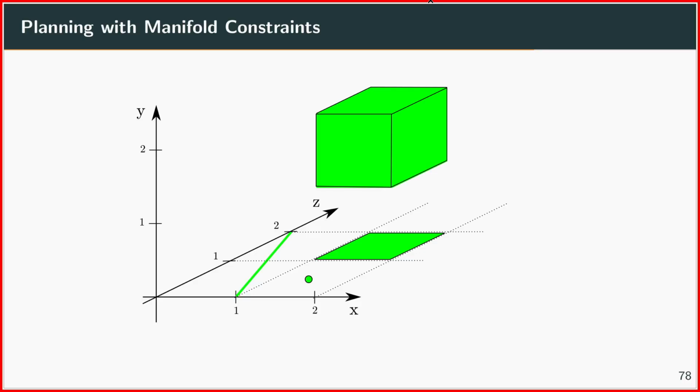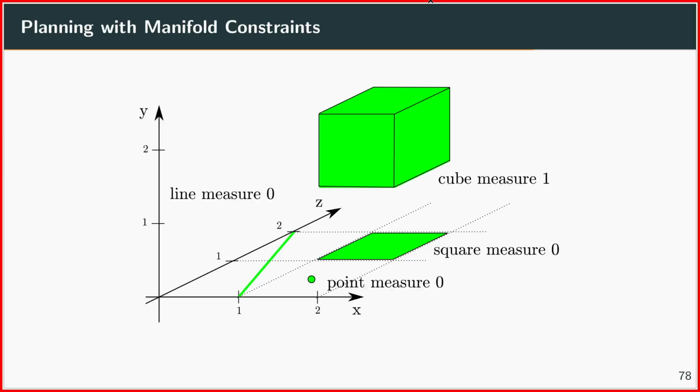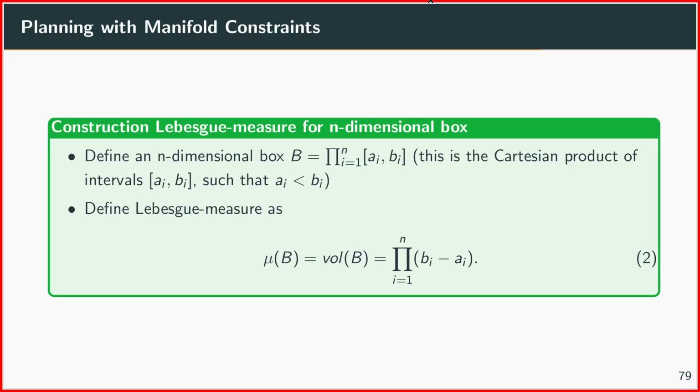Yeah, like the cube would be 1 again, and like all the other. Exactly. So, yeah, this just gives you a little bit of intuition of how sets, or the measure of sets, looks like here in the common dimensions. And so the Lebesgue measure basically takes this idea and generalizes it to n dimensions.